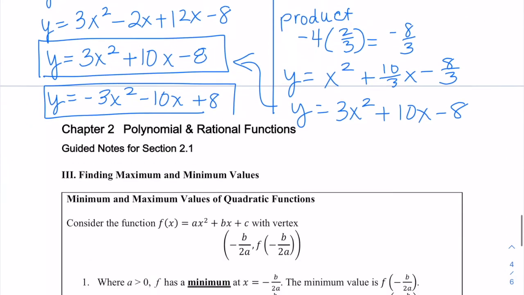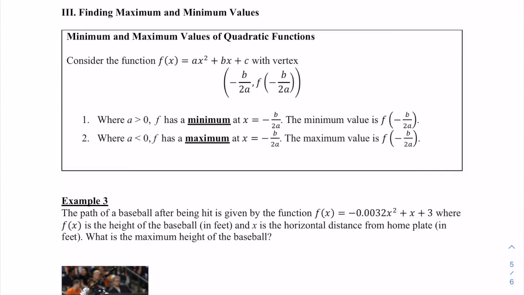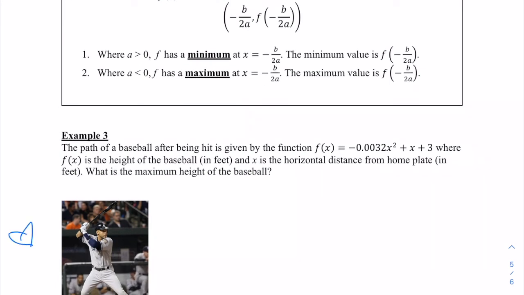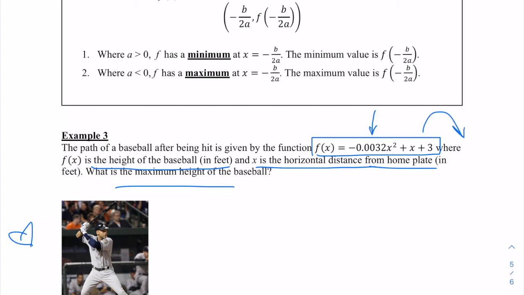Now for the last example, we're going to look at the max and min of a word problem. So we have Derek Jeter over here, and the path of the baseball that he hit is shown with the function f of x, where f of x is the height of the baseball in feet, and x is the horizontal distance from home plate. We want to find the maximum height of that baseball. We could tell it's going to have a maximum height because the a is negative. And we also probably watch baseball or anything that's thrown, right? So there's going to be a maximum height.